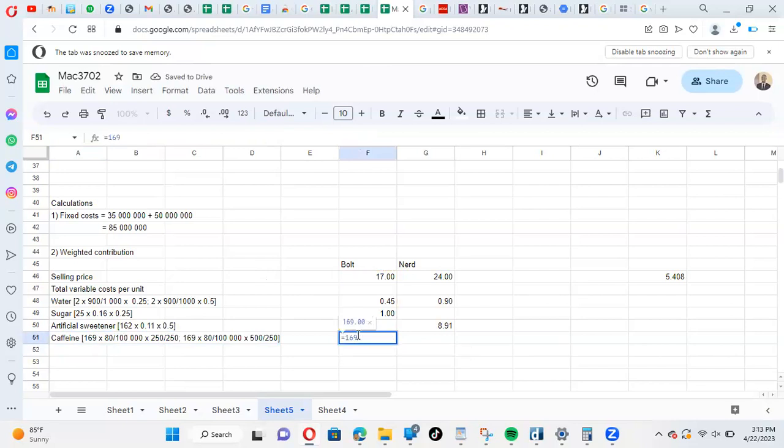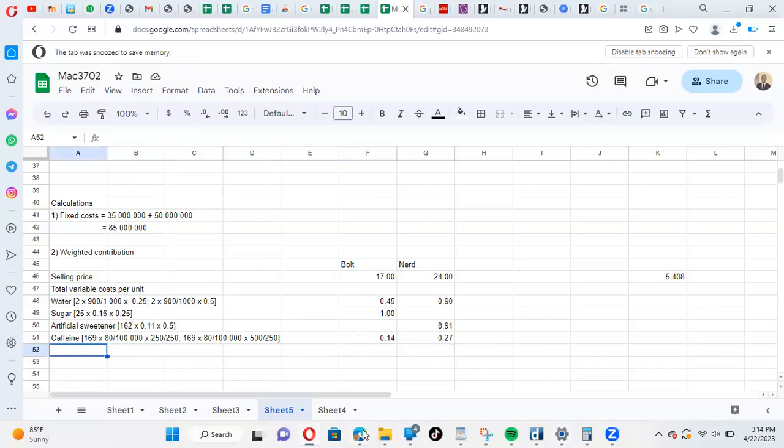So 169 times 80 divided by 100. Okay, this one is 0.14. So that one will basically be 0.28, yeah? Double of that. 169 times 80 divided by 100, times 500 divided by 250, which is times 2. 0.27. That's fine. So I'm sure it's the rounding offs there, but it's acceptable.